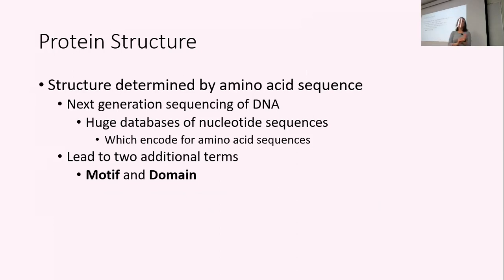And this, we're starting to learn more about this because all of these amino acids are coded for by our DNA. So with next-gen DNA sequencing, we can create huge databases of nucleotide sequences, which code for amino acid sequences, right? And in this kind of research, we've figured out two extra levels of protein organization, right? Kind of interlevels, just to make things more complicated. This will be the last, this is the end.